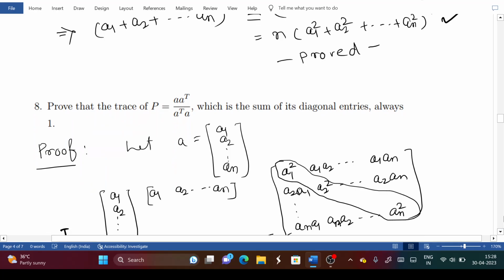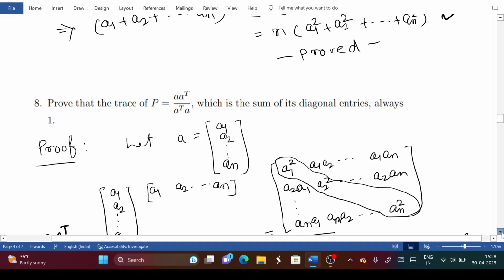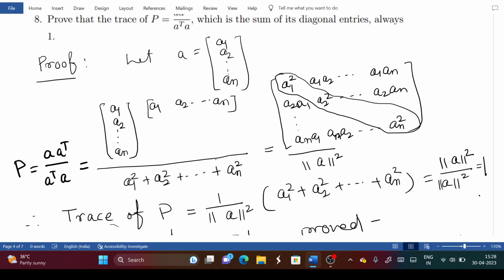Now prove that the trace of the matrix A transpose by A transpose A, which is the sum of the diagonal entries, is always 1. Let this be A. Naturally, we know the projection matrix P is equal to A A transpose by A transpose A. This vector is A, it is A transpose. When they are multiplied together, we get this matrix, and the denominator is nothing but the square of the length of A.